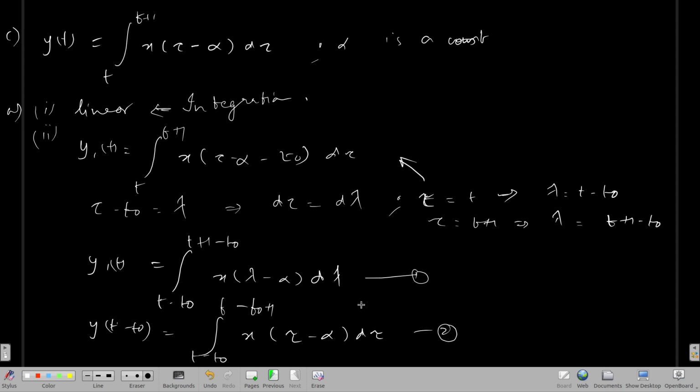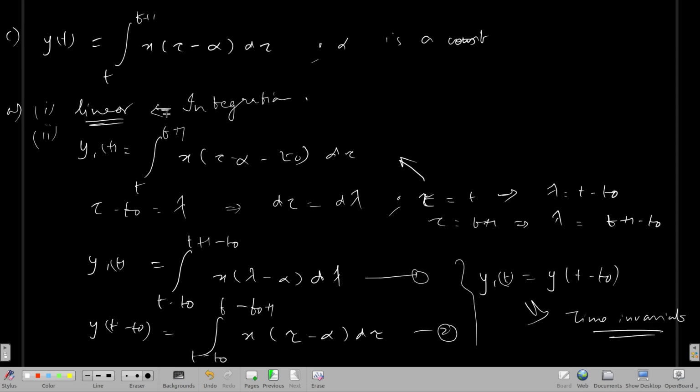You can see the first and the second equations are the same, that is y1 of t is equal to y of t minus t0, which implies what? Which implies time invariance. So this is time invariant. So we have linearity and time invariance. So right away, this is an LTI system. So next, what we will look for is whether the system is dynamic or not, that is whether it has some sort of memory or not.